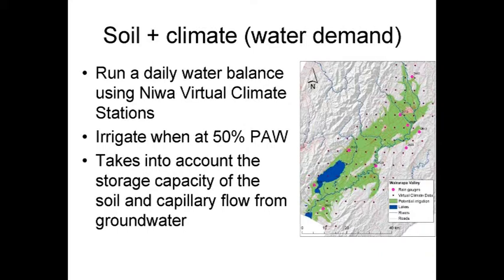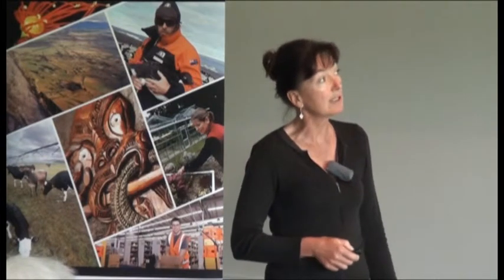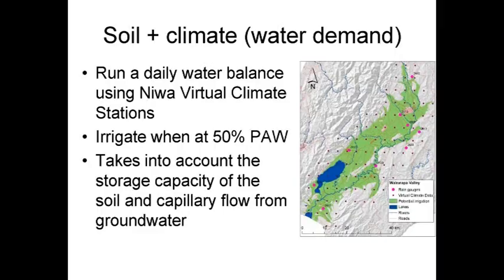Now let's take that second point and layer in the climate. So here we've taken the NIWA virtual climate stations, which are the points, which is daily data that's been calculated for each of those points for the rainfall and the PET. We irrigate at that point for when the soil is at a 50% profile available water. The model that we have takes into account the storage capacity of the soil and the capillary flow back up from the groundwater. So this is the modelling results.